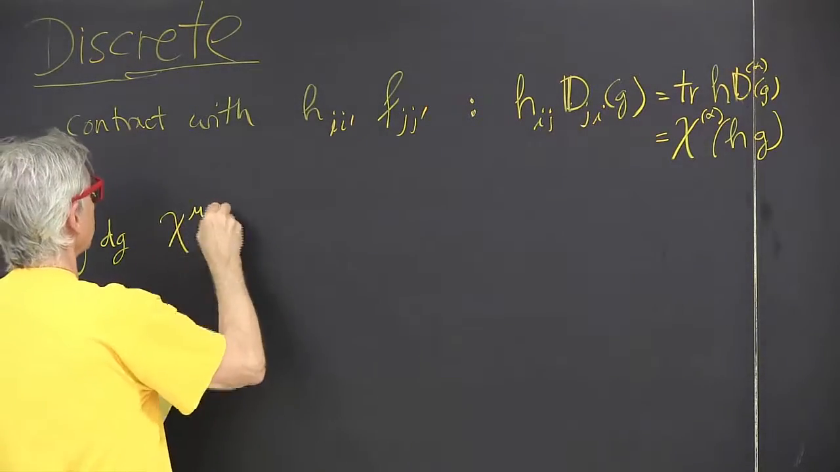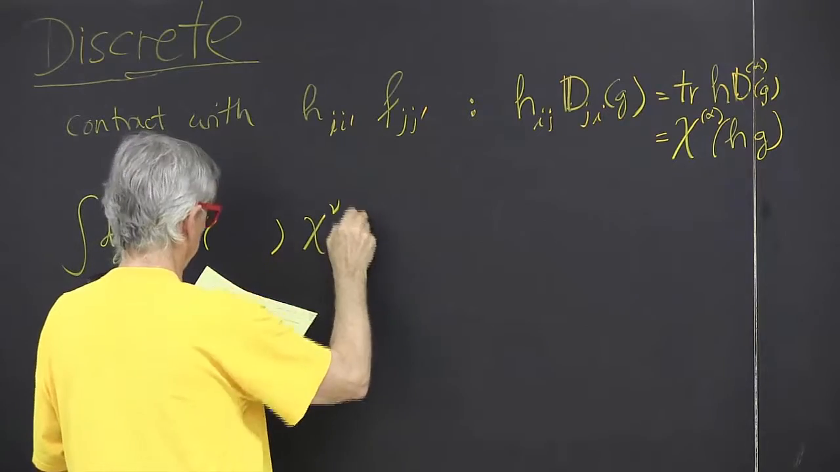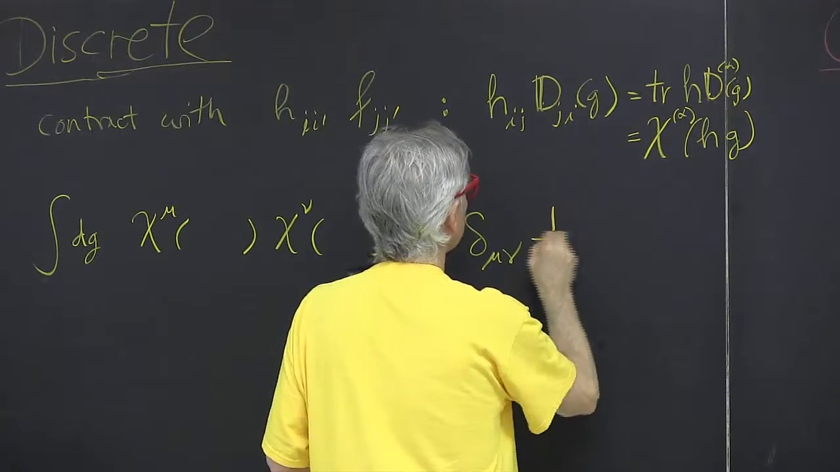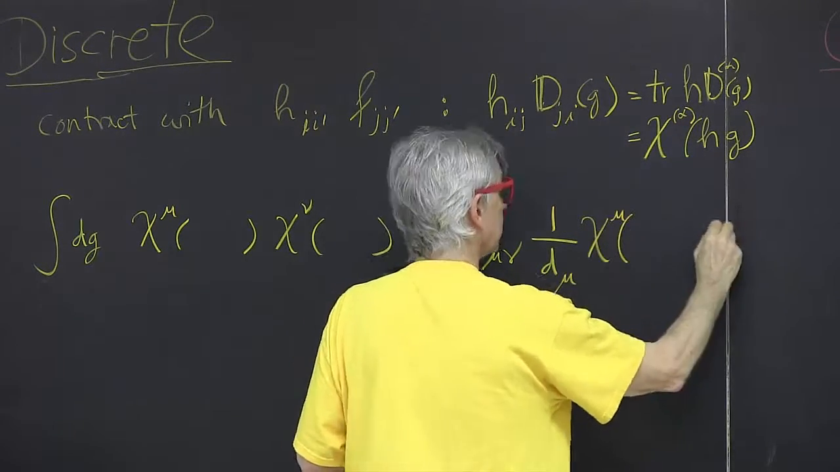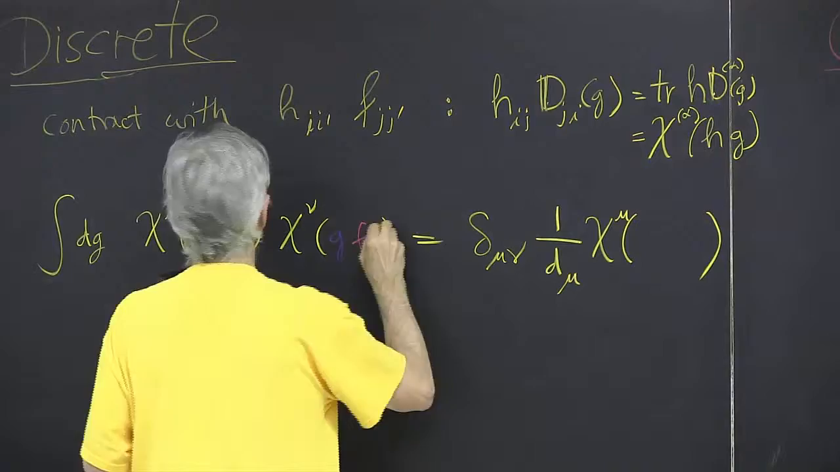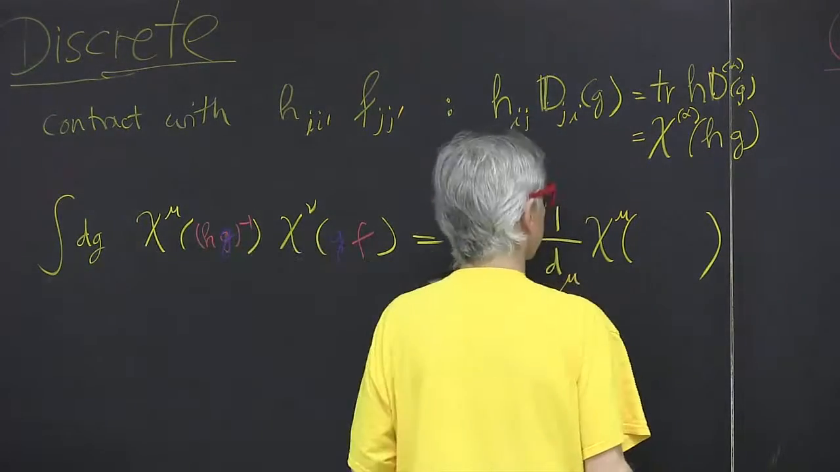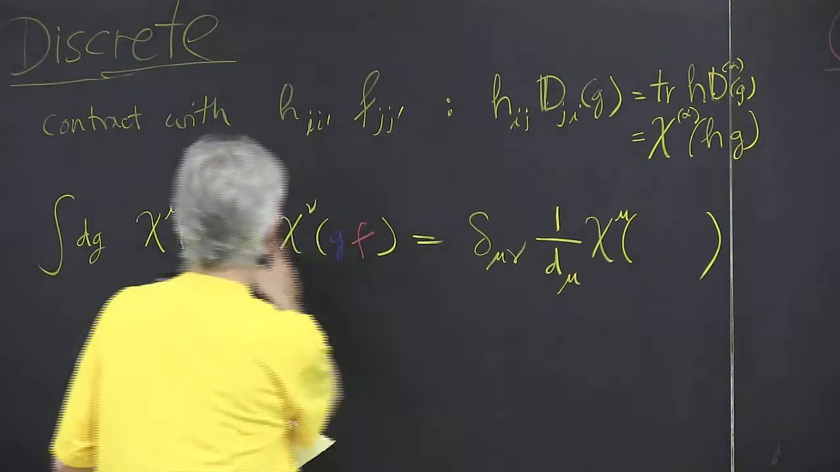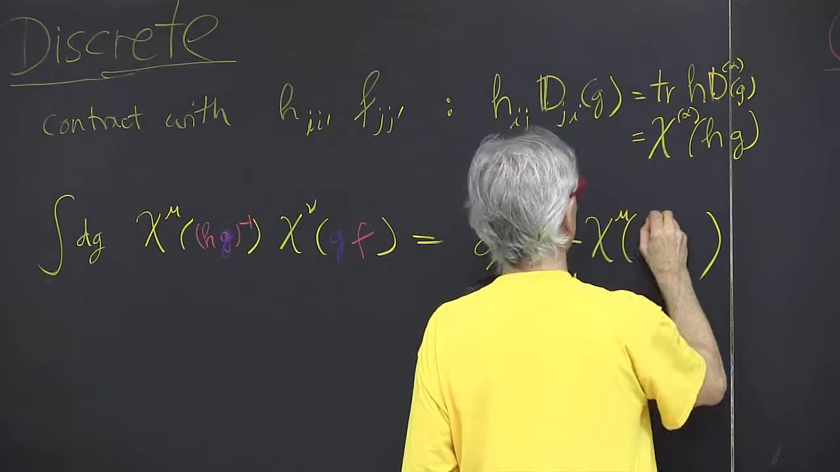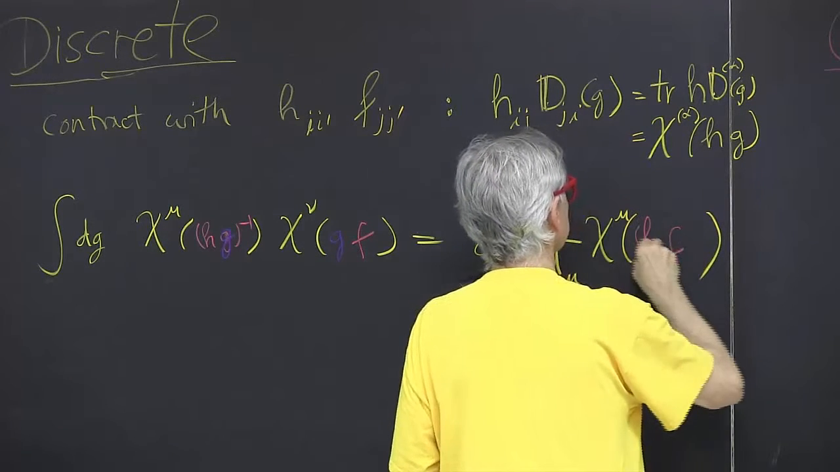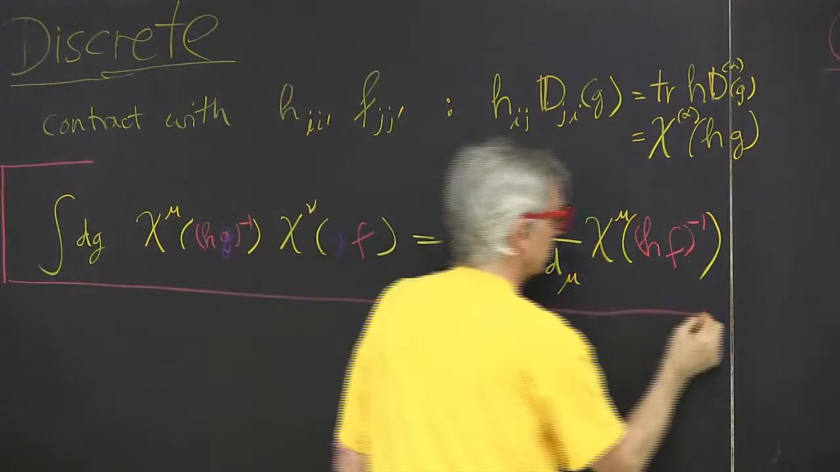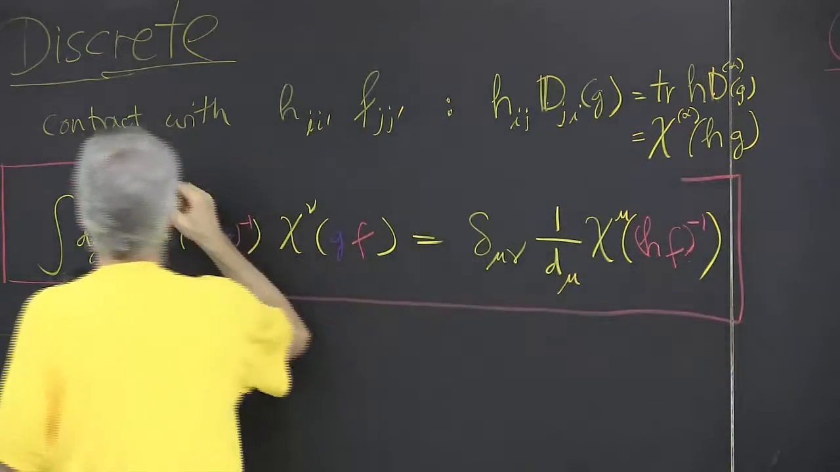Continuous case. Character and representation U. U has to be the same representation, 1 over dimension. Remember, characters like inverses, we are integrating over the G, so the result only depends on F and H, and you get that that's the same as H F^-1. It's called the character orthonormality formula.